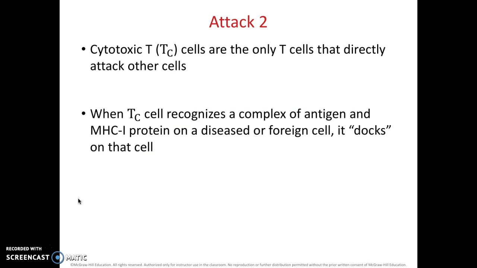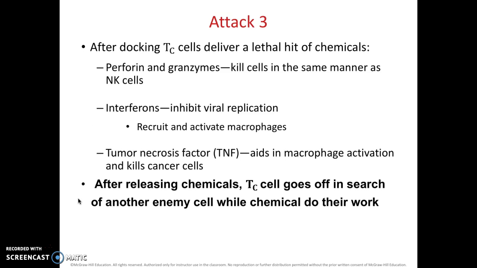Cytotoxic T cells are the only T cells that directly attack other cells, and this is why they're called effector cells. When a cytotoxic T cell recognizes the complex of antigen and the major histocompatibility complex protein on a diseased or foreign cell, it docks on that cell. After it docks there, it delivers a lethal hit of chemicals, and these include perforin and granzymes, which kill cells in the same manner as natural killer cells. If you remember, perforin functions to perforate cell membranes of the cells, so that they can release enzymes that degrade the cells that are called granzymes.